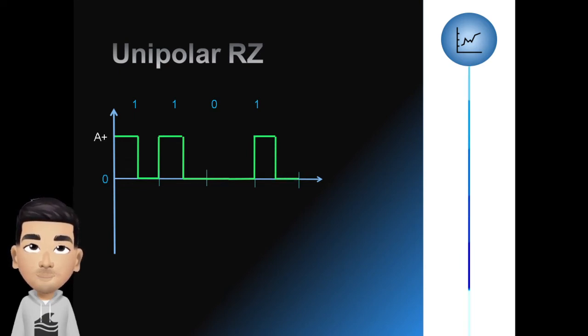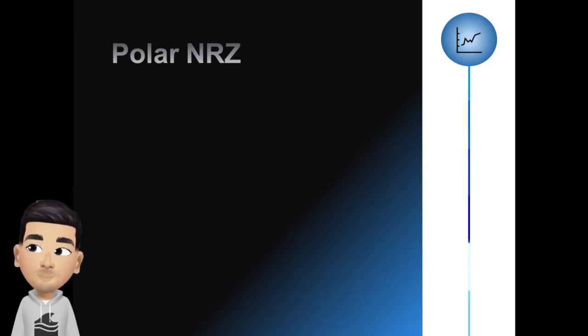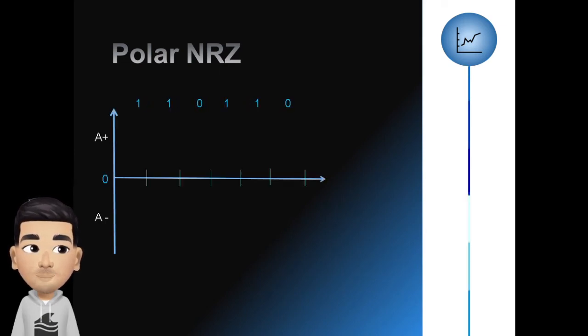Next is the polar NRZ. In polar NRZ, we know that 1 is equal to A positive, then 0 is equal to A negative. So here, we have an input of 110, 110. Since it is NRZ or non-return to 0, it will complete its one whole cycle.